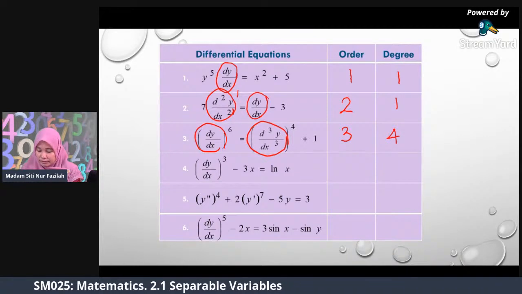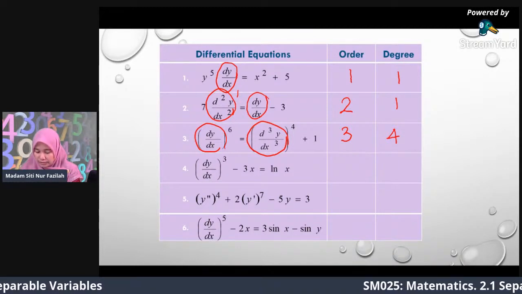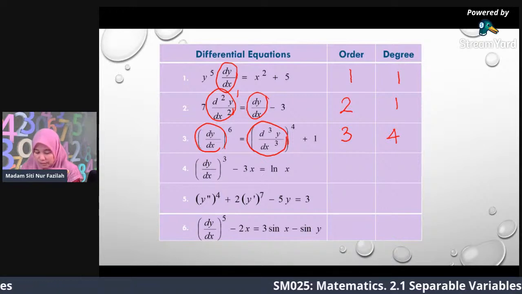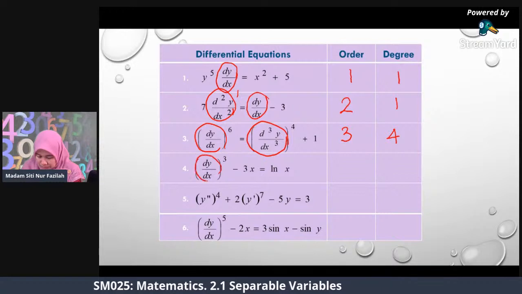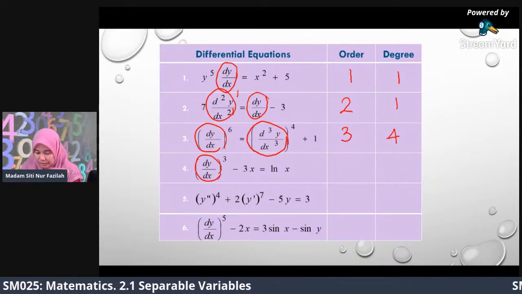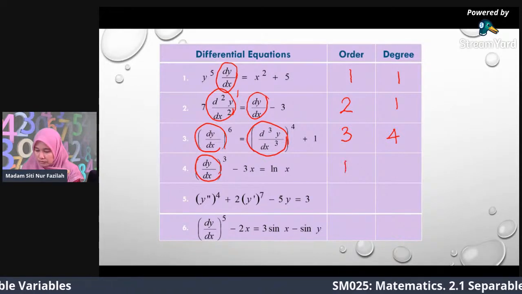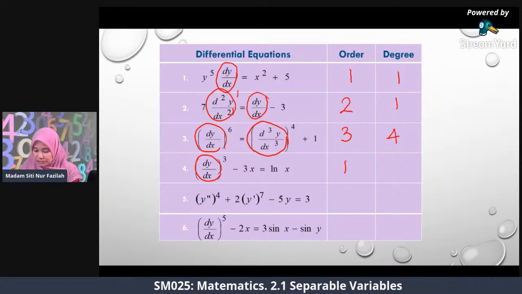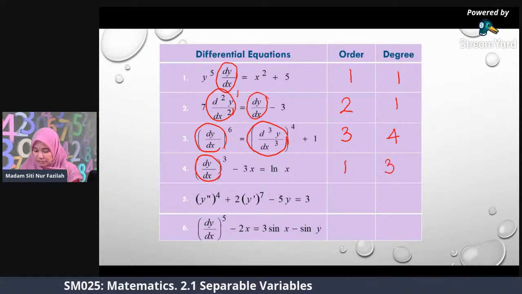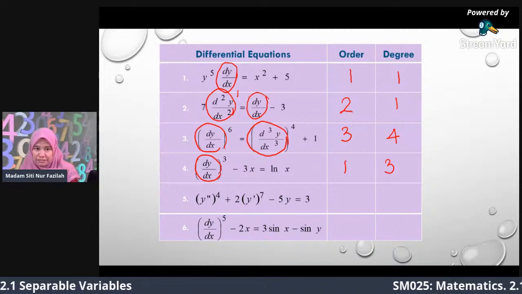And then for equation number 4, sorry, we have only one derivative, dy/dx. We know that the order is 1. The degree is 3. So the order is 1 and the answer for degree is 3.